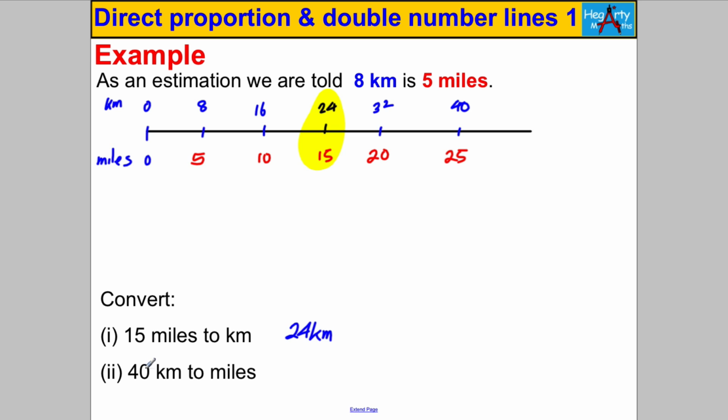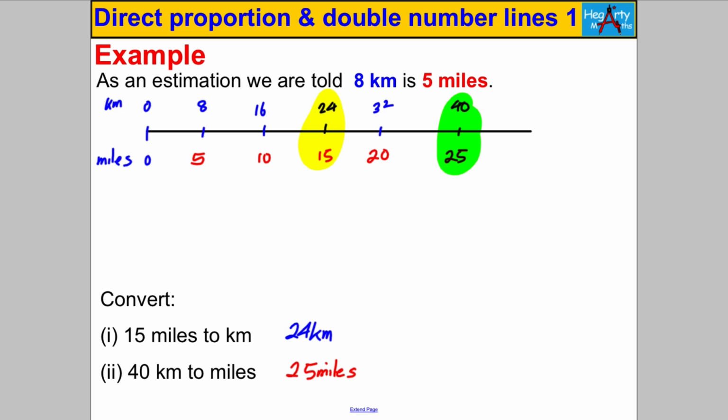Right? 40 kilometers to miles. They want us to work out 40 kilometers in miles. Well, I've got my 40 kilometers here, and I can read off that that is equal to 25 miles. So 25 miles is the answer for this. And the double number line came in really useful in this easy scenario.